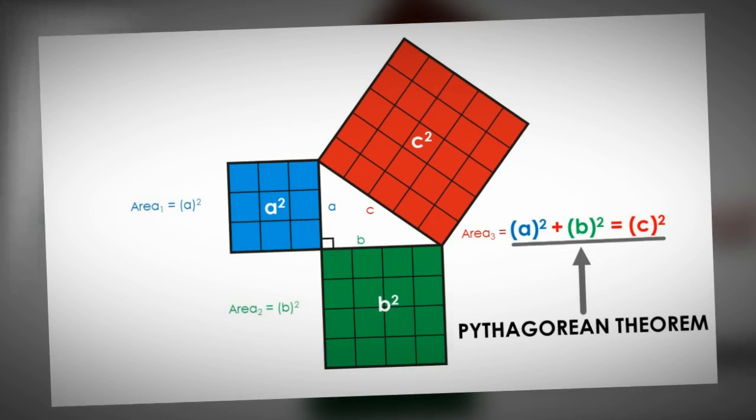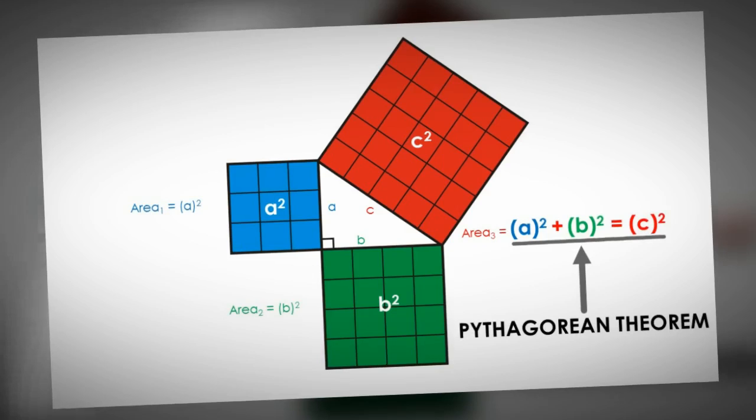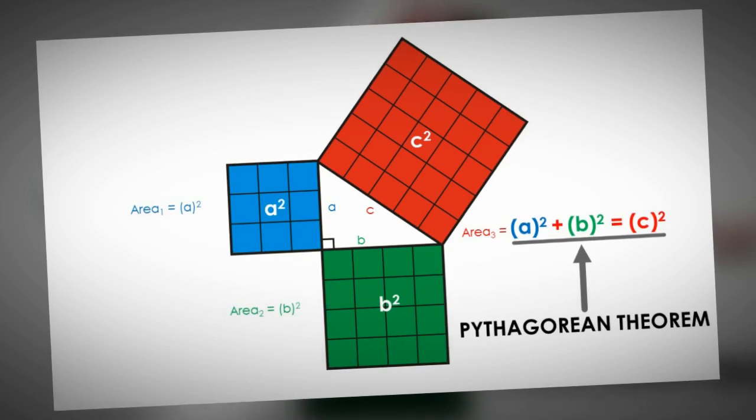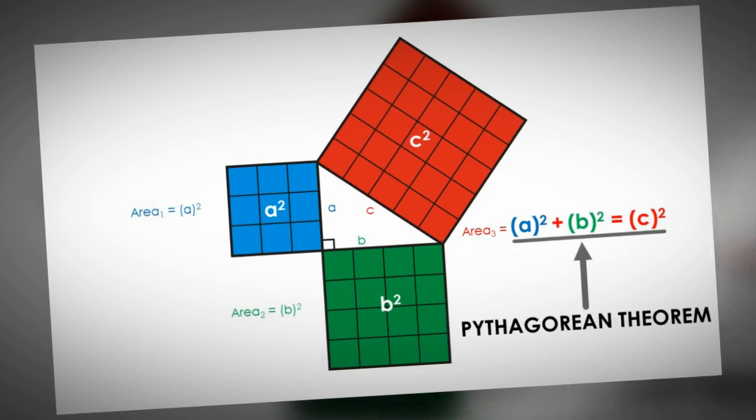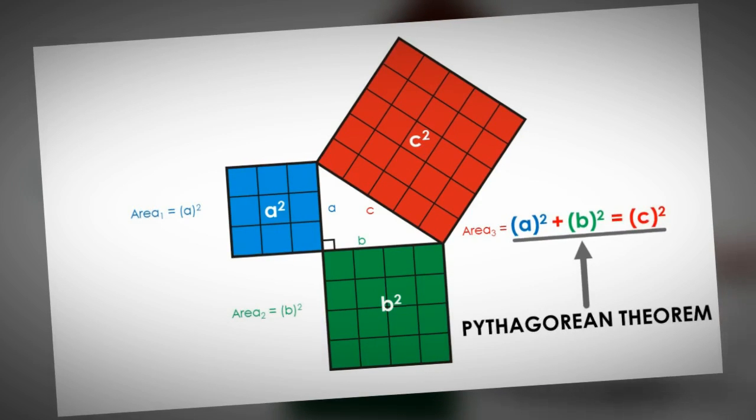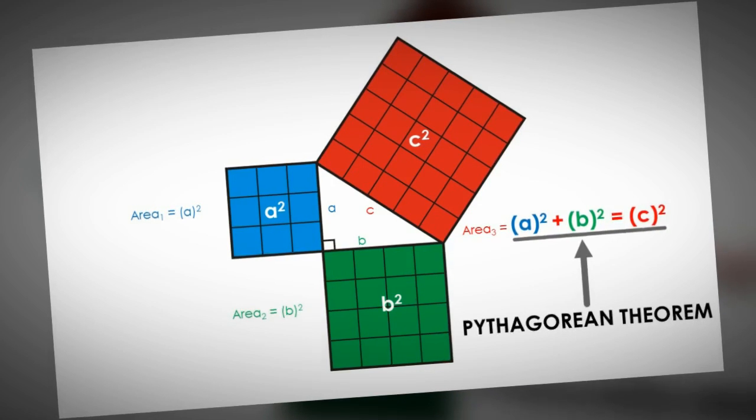As you can see, the area of the squares along each leg of the triangle is equal to the area of the square formed on the hypotenuse. And there we have it. A squared plus b squared equals c squared is the Pythagorean theorem.